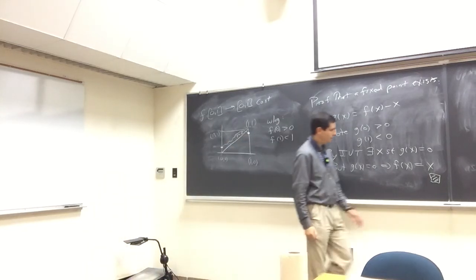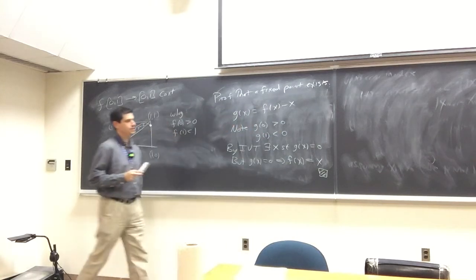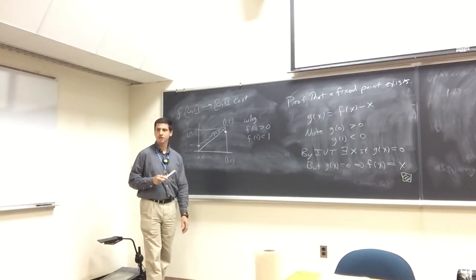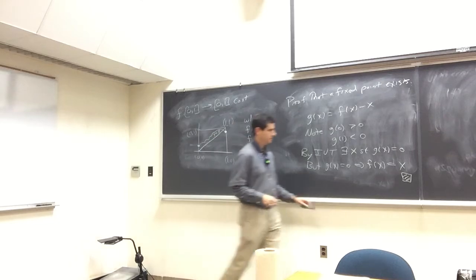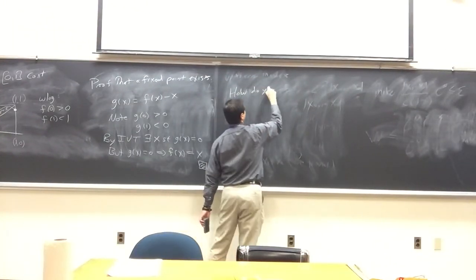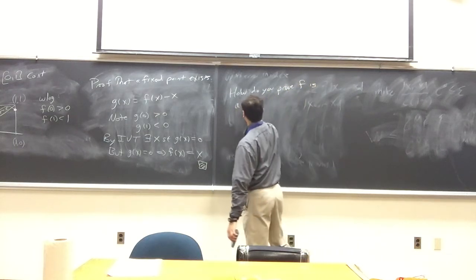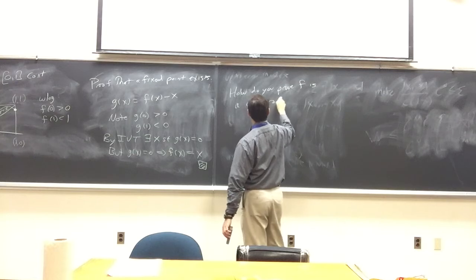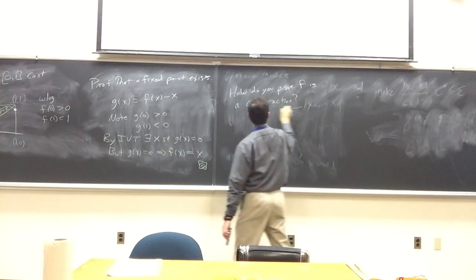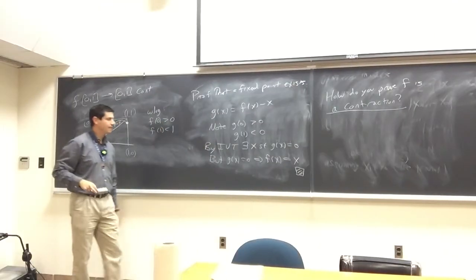Okay? The last thing I want to remark before moving on to the next section is how do you prove something is a contraction map? How do you prove f is a contraction? So we use the intermediate value theorem here.